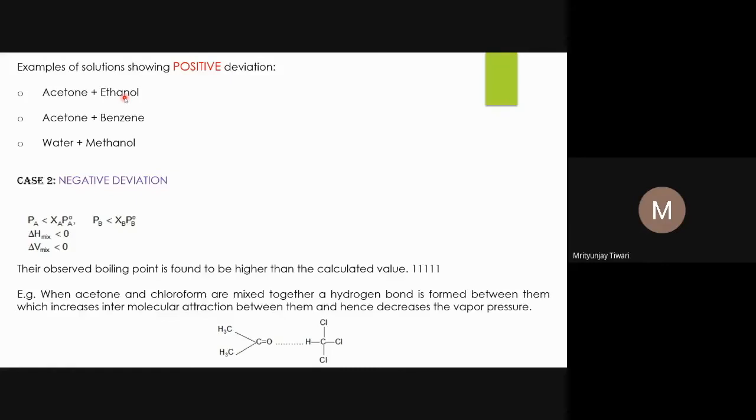But this hydrogen bonding between acetone and ethanol is weaker than the hydrogen bonding between two ethanol molecules, and thus what we see is that the net interaction after forming the solution is weaker, and that is why this solution also shows positive deviation from Raoult's law. Next, the acetone and benzene interaction.